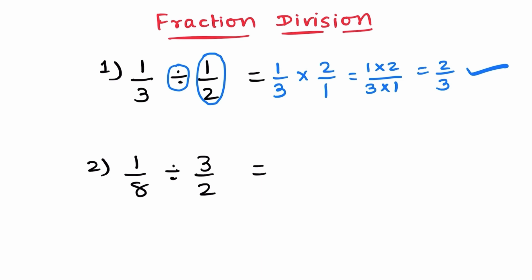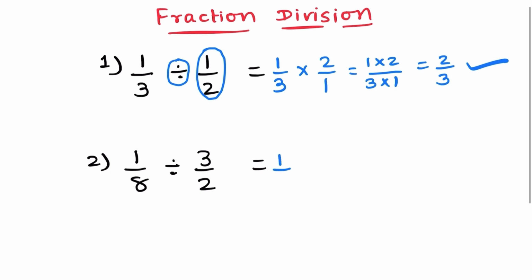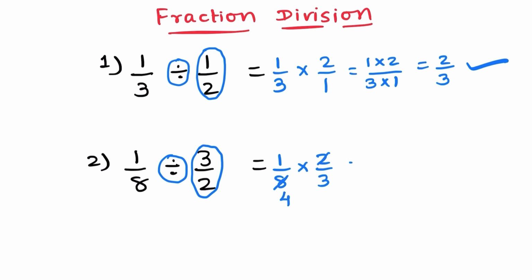We will apply the same method on the second problem. So here we will write 1 by 8. Instead of division sign, we will write multiplication sign. And we will take the reciprocal of 3 by 2, that is 2 by 3. Now we will simplify it, 2 4s are 8. So we got our answer 1 by 12.